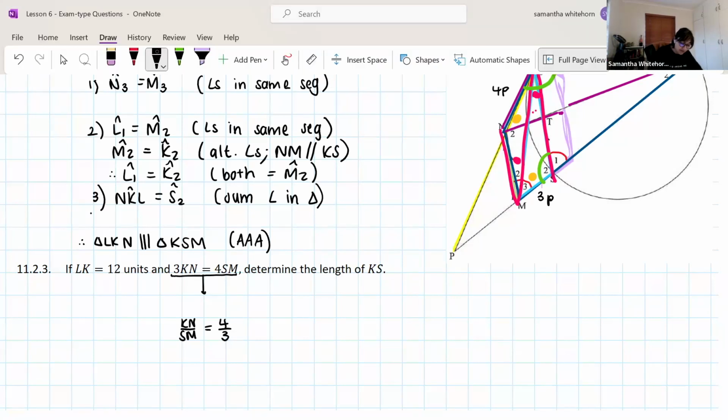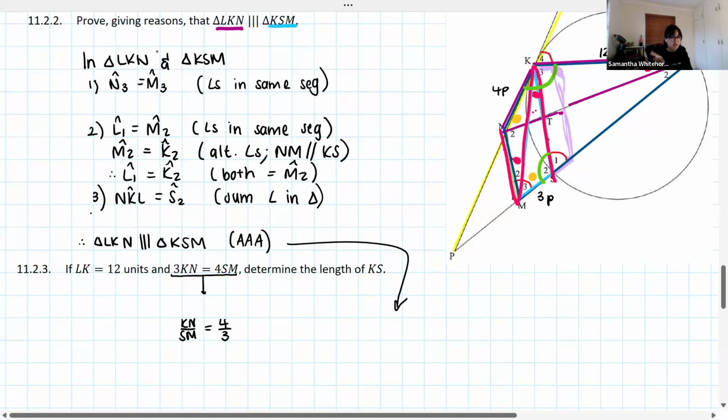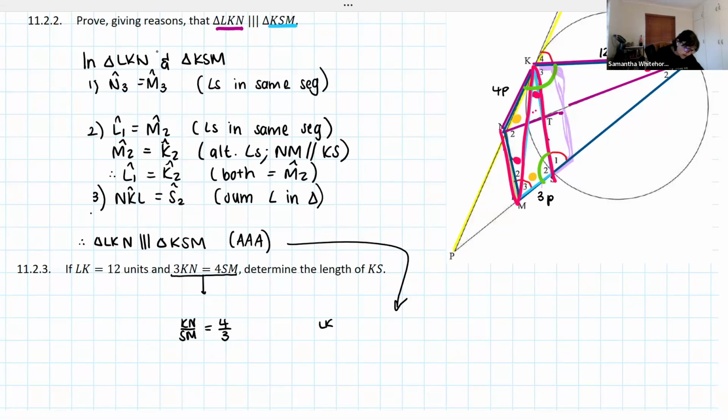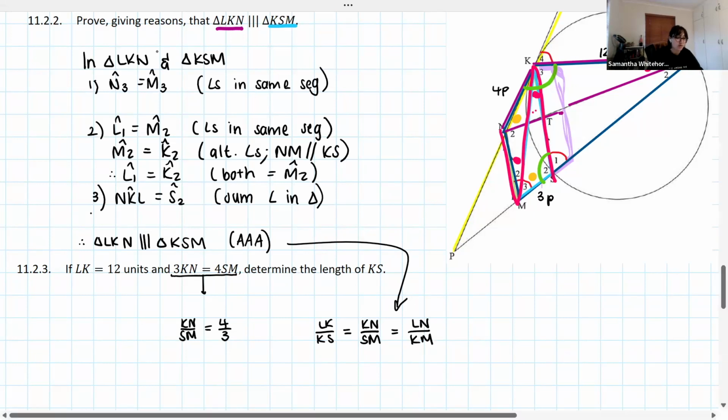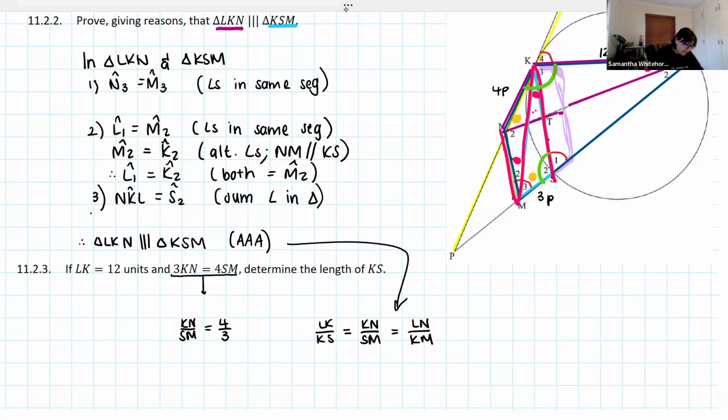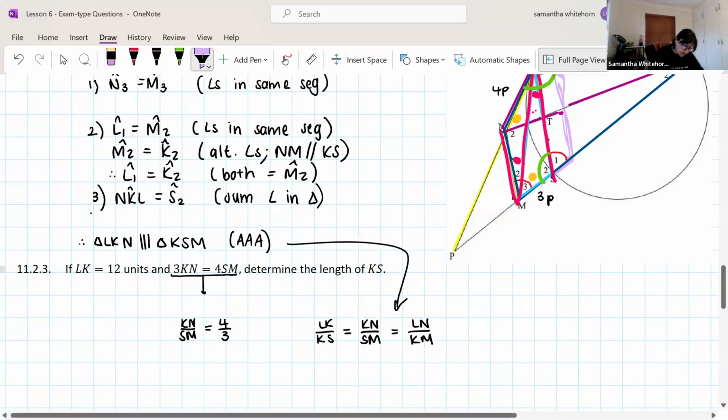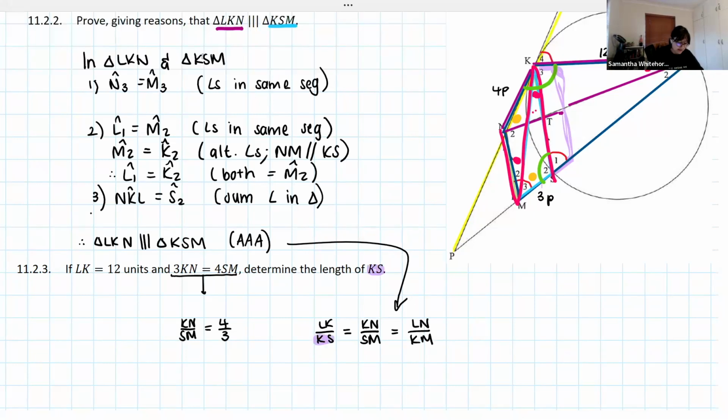Now, this is where, remember, we set up our ratio using the first two, the second two, and the first and third. So LK over KS is equal to KN over SM is equal to LN over KM. And then we pick the sides that are going to work for us. Pick what you already know. We are obviously looking for KS, so automatically I need to choose the ratio with KS. I was given LK, and I was given a ratio for KN to SM. So I'm going to use those first two ratios there. And then you just substitute in what you know and solve for it.